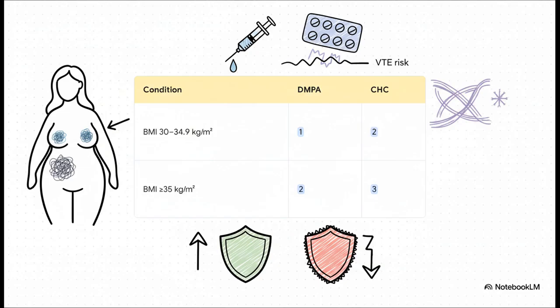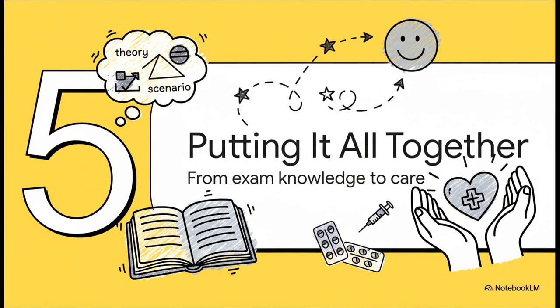Then, as soon as the BMI hits 35, the depot becomes a UKMEC2, while the combined pill escalates to a UKMEC3. Knowing these differences is absolutely vital. So let's bring this home. We've gone from the theory to the scenarios, but the real goal here is to translate this exam knowledge into what we all want to deliver: excellent, safe, patient-centered care.